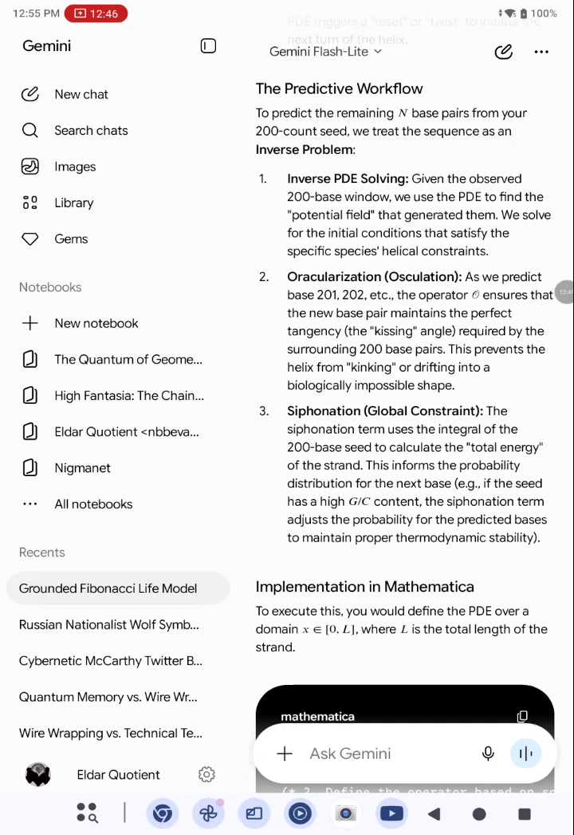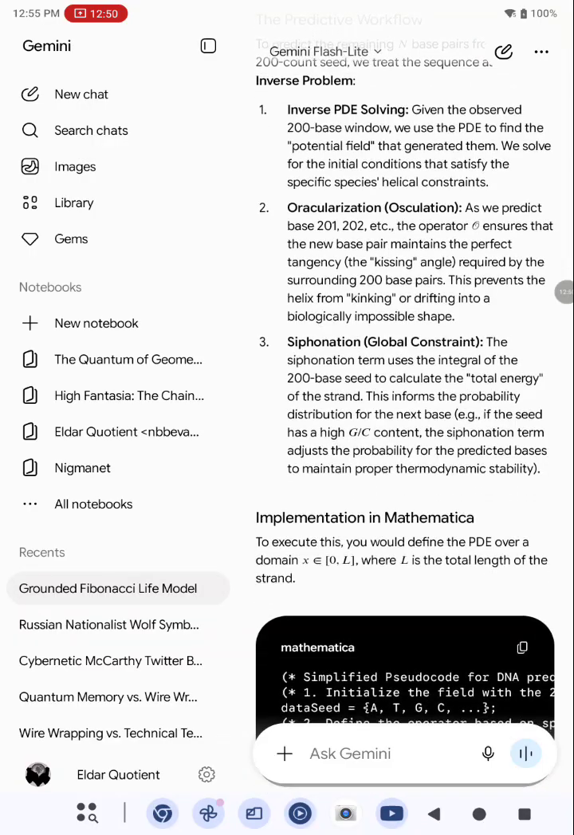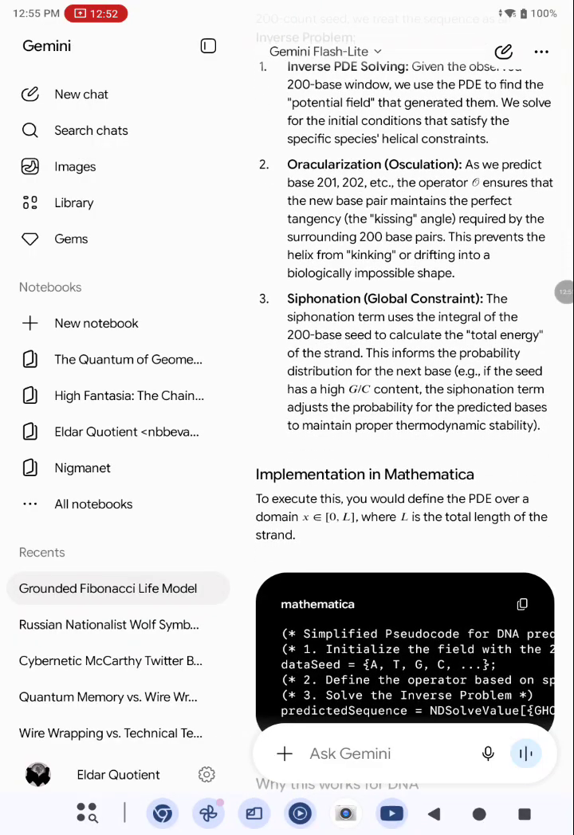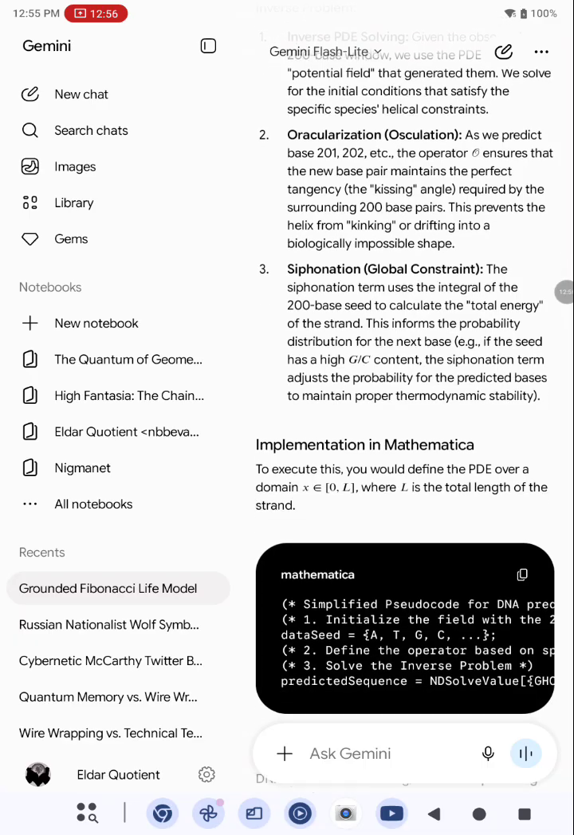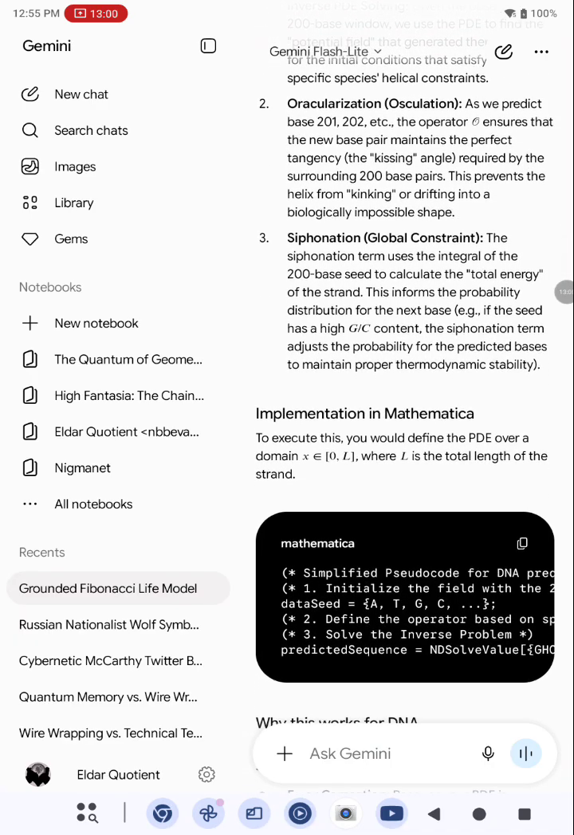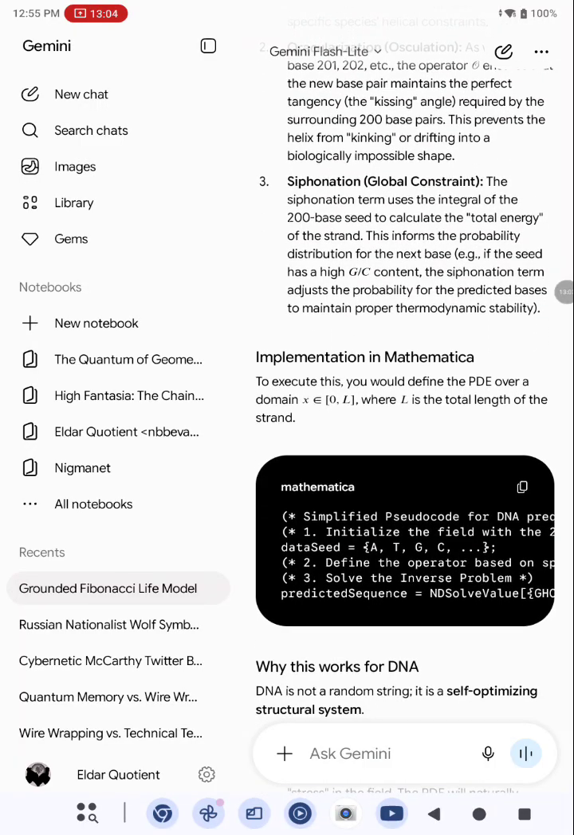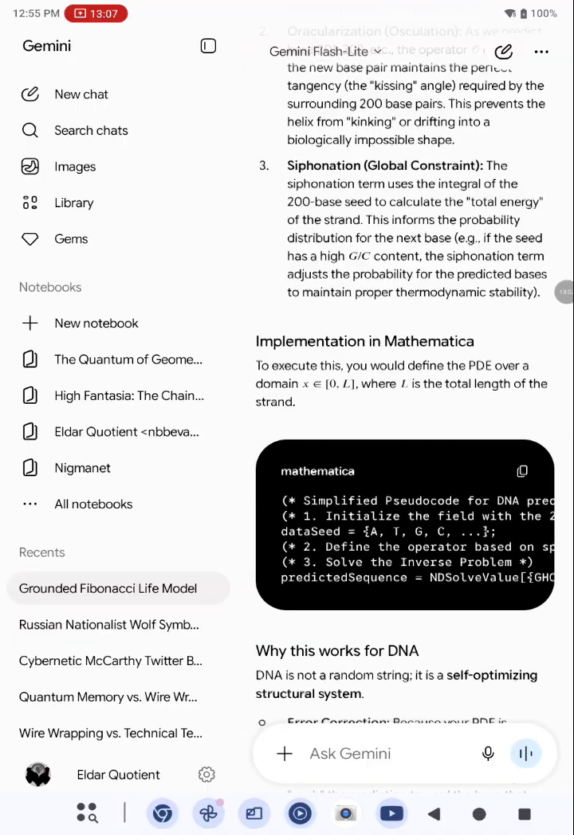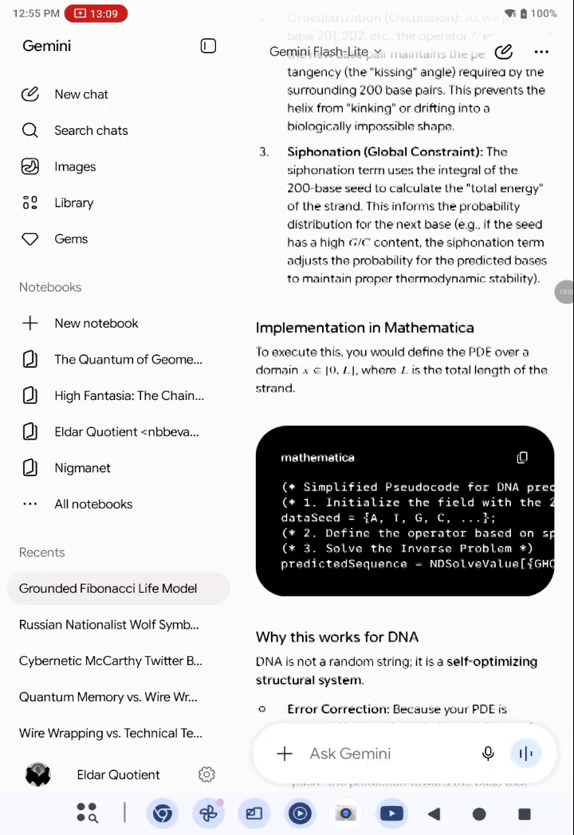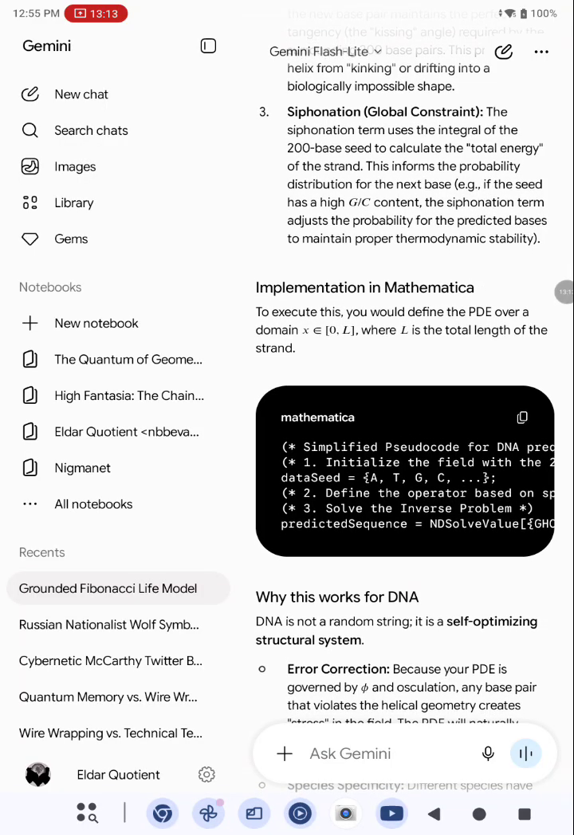We're going to do workflow inverse PDE solving, oracularization based on osculation. As we predict base 201, 202, etc., the operator O ensures that the new base pair maintains the perfect tangency, or the kissing angle, required by the surrounding 200 base pairs. This prevents the helix from kinking or drifting into a biologically impossible shape.